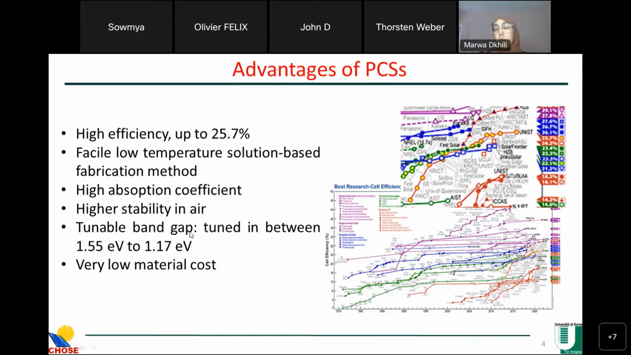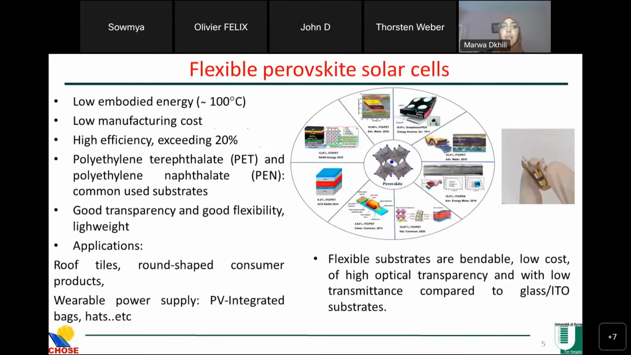So the fabrication of flexible perovskite solar cells has tremendous interest because it combines low embodied energy, below 100 degrees, low manufacturing cost, and high efficiency exceeding 20%. We can see that the efficiency is increasing year after year.